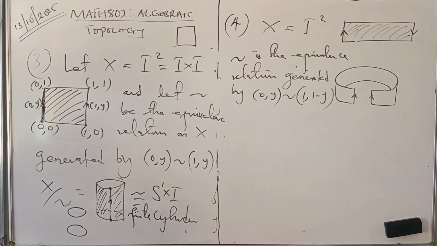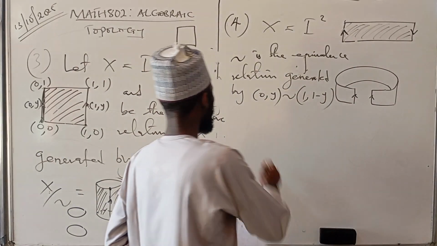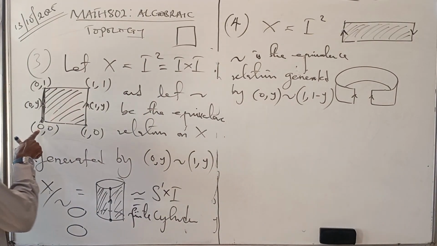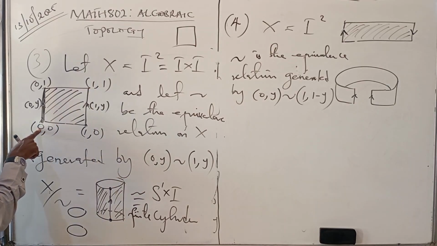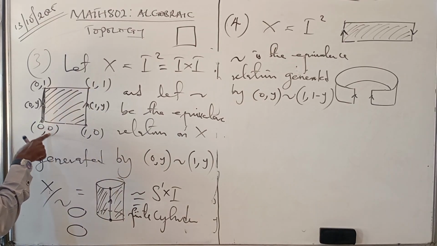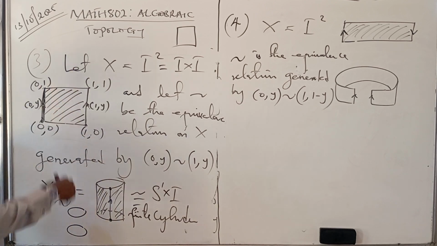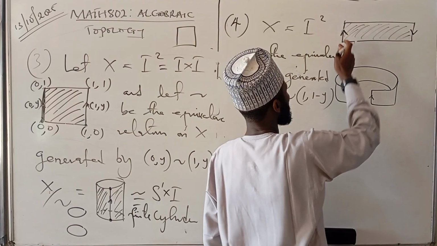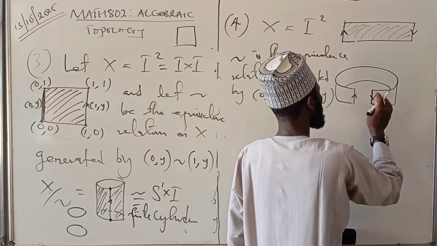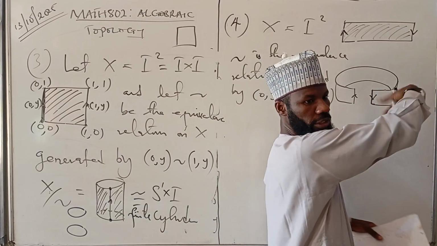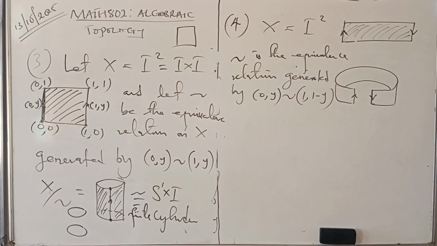I don't know whether that is clear. (1, 1 minus y). So if y is 0, you're identifying it with that. And if y is 1, then you're identifying this point with that point, and like that. Which means we are identifying it in opposite direction. This is going like this, and this is going like that. So you do the attaching like this, which means you have to turn the edges before you can attach it.